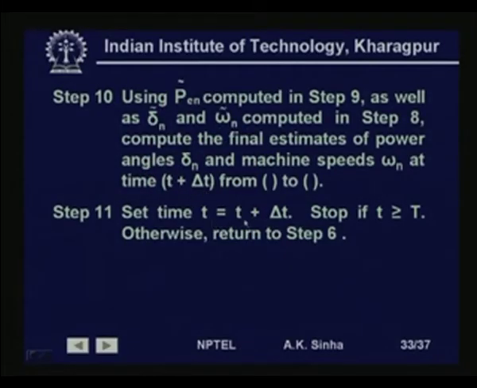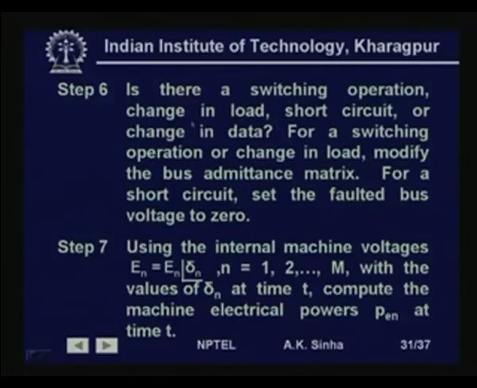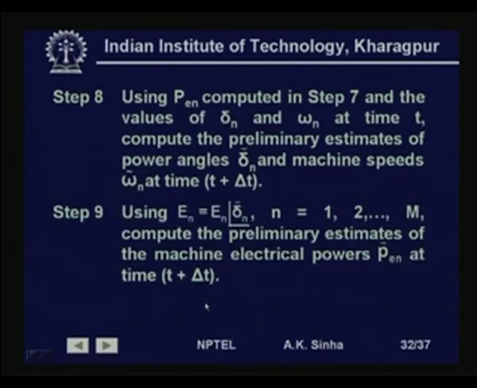Now, again set t equal to t plus delta t and go to step number 6, that is this place where we are checking if there is any change which has occurred, and then we proceed in the same way.